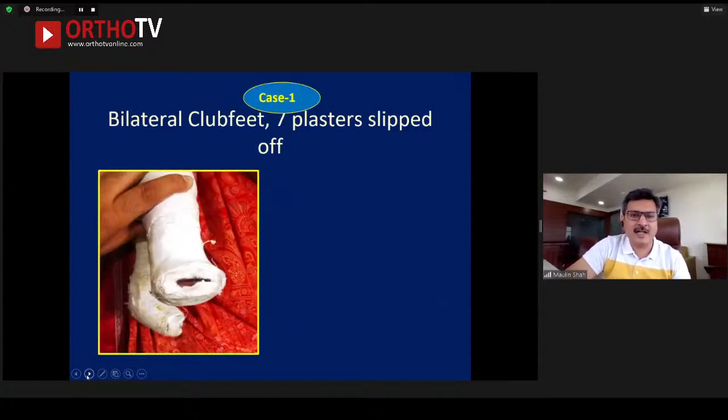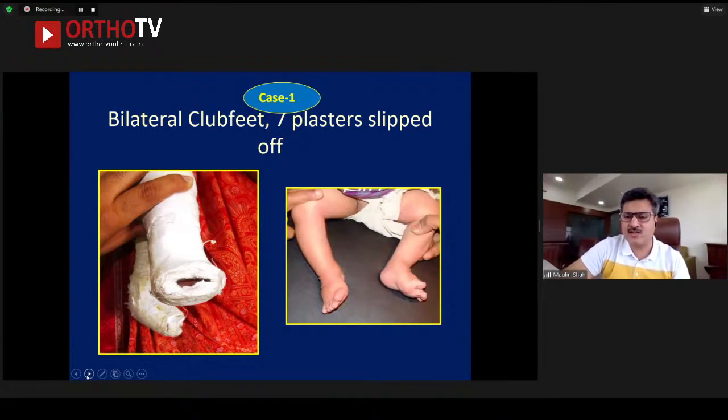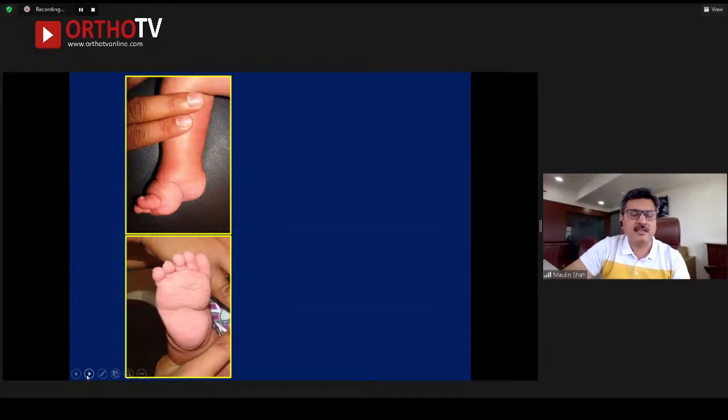This is a case, bilateral Clubfeet. There were 7 plasters slipped off. It was treated at another place, and because of this severe equinus, the plaster slips off. And this is how the patient presented. You can see the hyperextension of the great toe and severe cavus bilaterally. And this was the surgical profile and plantar side, how it looked like atypical Clubfoot.